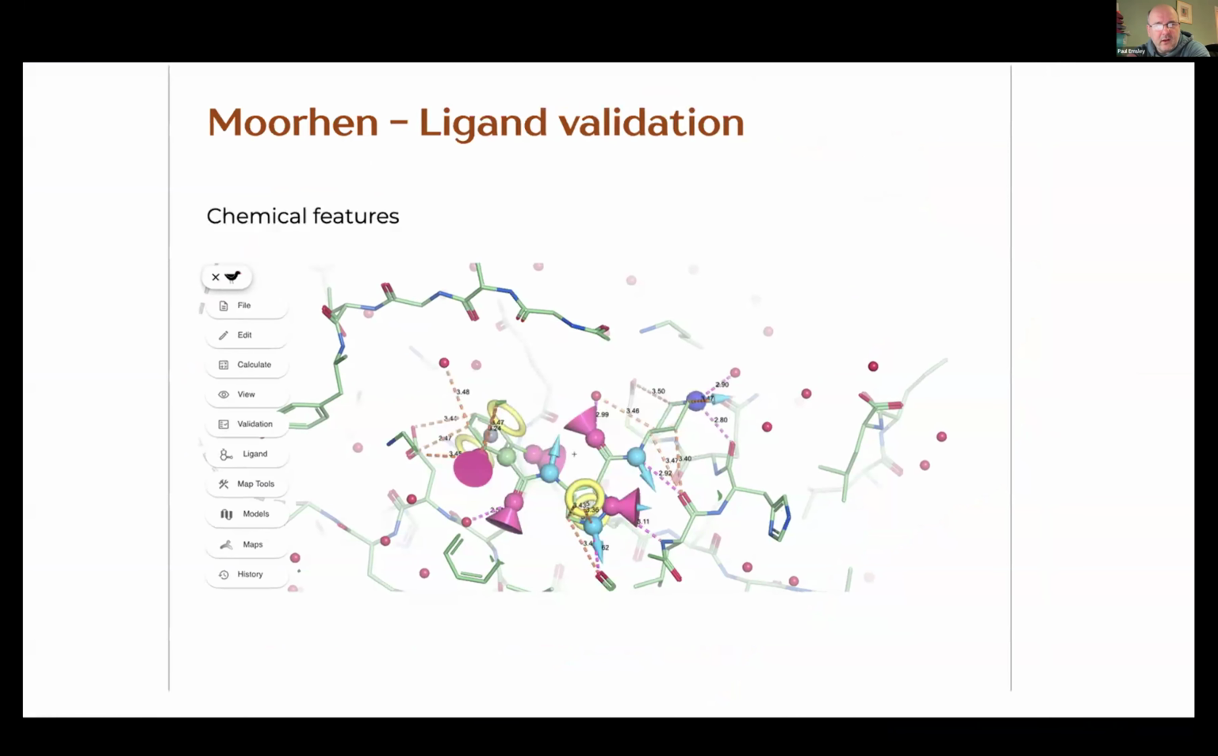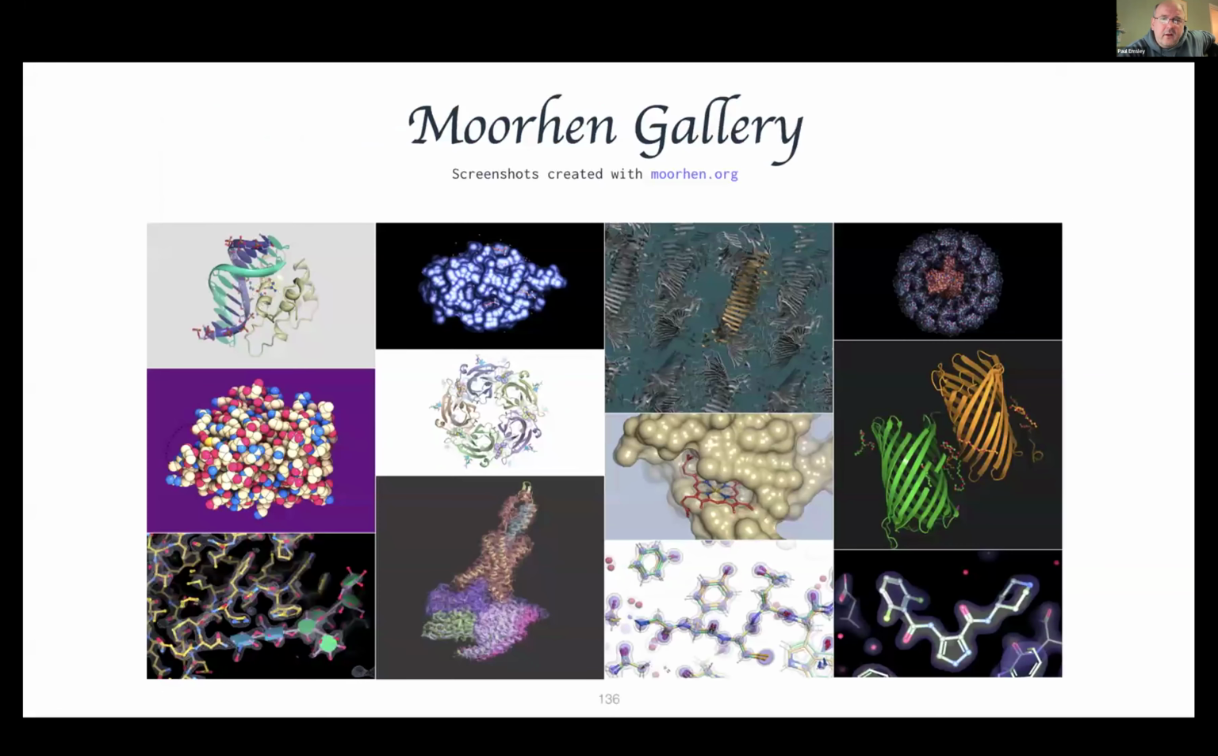And we can see the chemical features of a ligand, so hydrogen bond donors, aromaticity, and the distances, with the interactions with the protein as well. And this is, one hopes, helpful for ligand design. Ligand binding analysis, ligand design.